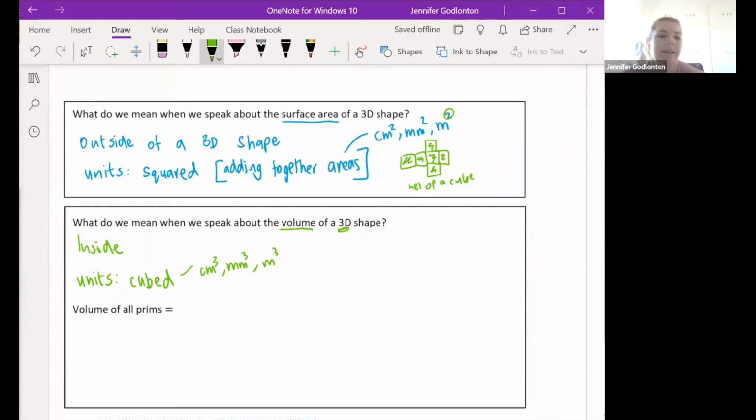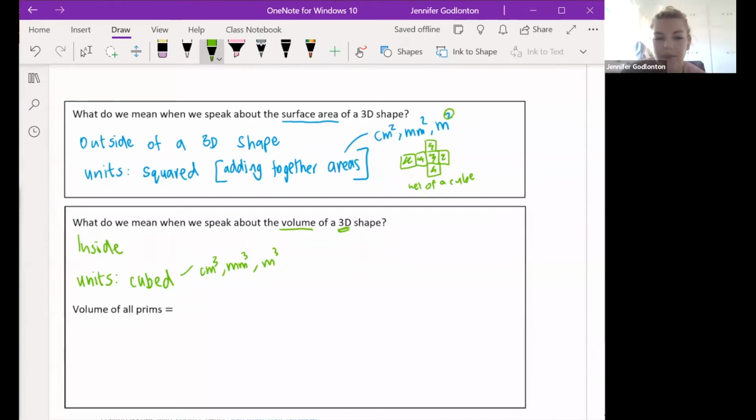Volume is exactly the amount of space that a solid can take up. If we're looking at this tissue box over here, what is the space inside this tissue box? If I wanted to work out how many tissues I could fit inside the tissue box, I care about the volume of this.